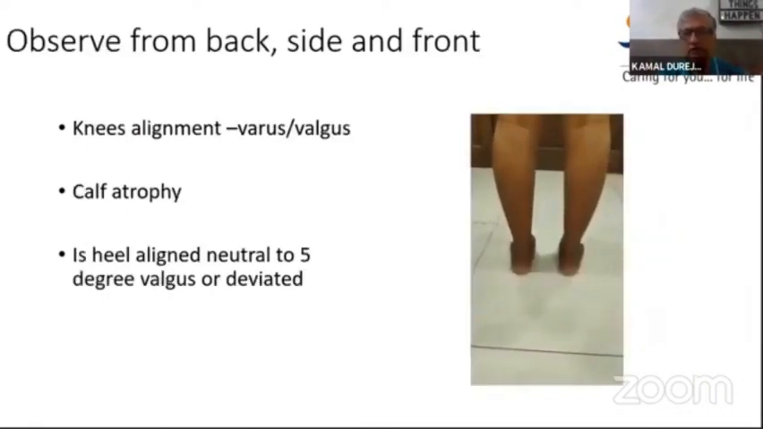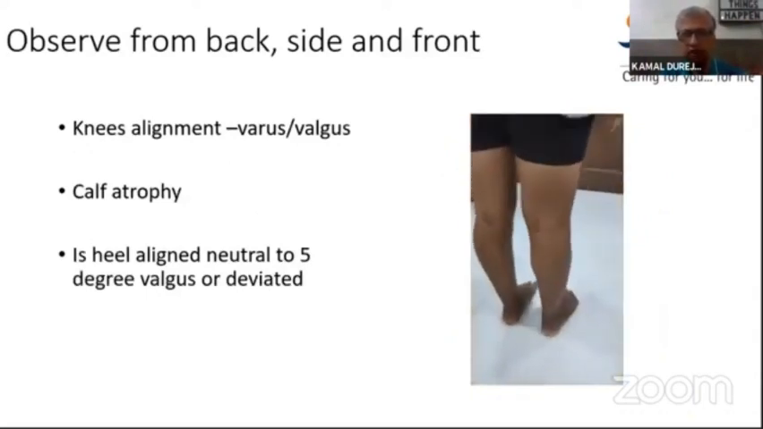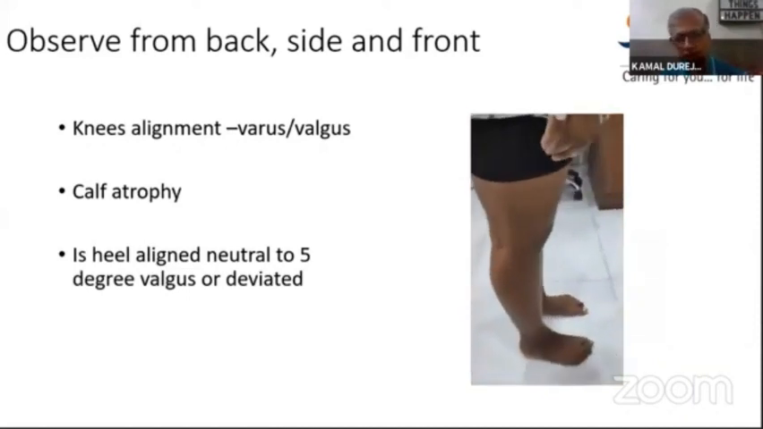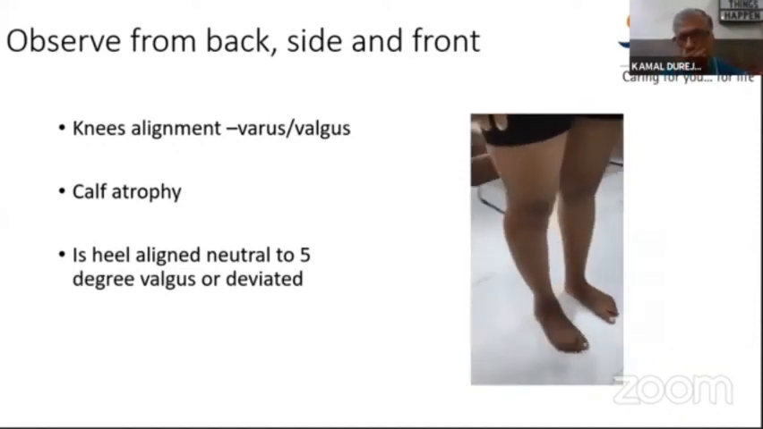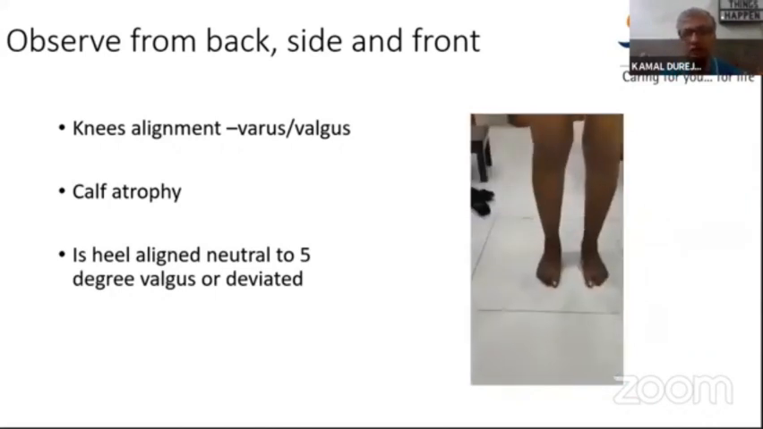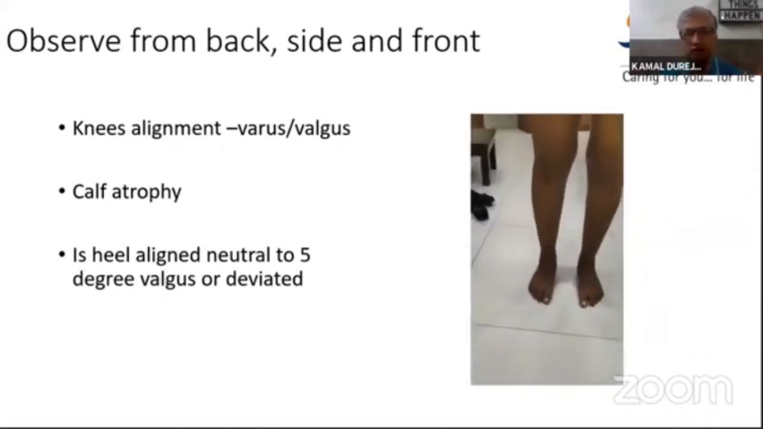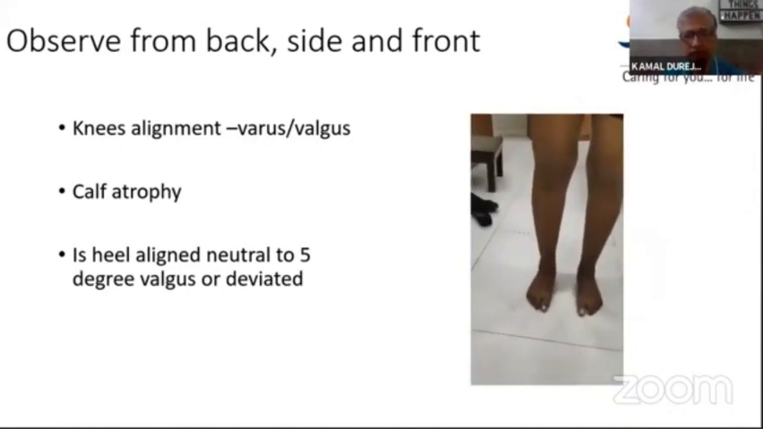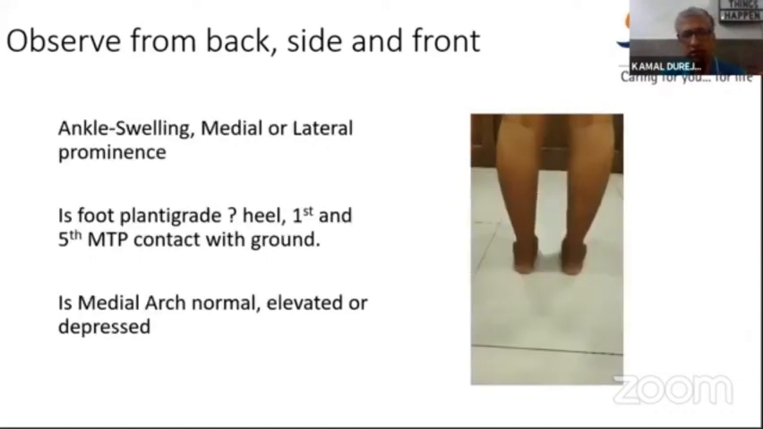When you do this, you observe the patient from all the sides, from the back, from the side, from the front. You can move all around the patient, and start looking from the knees, whether the knees are well aligned or they have varus or valgus deformity. Look at the calf, whether the calf is atrophied or is it fine, whether the heel is aligned neutral or it is valgus or deviated to varus. Look into all these things.